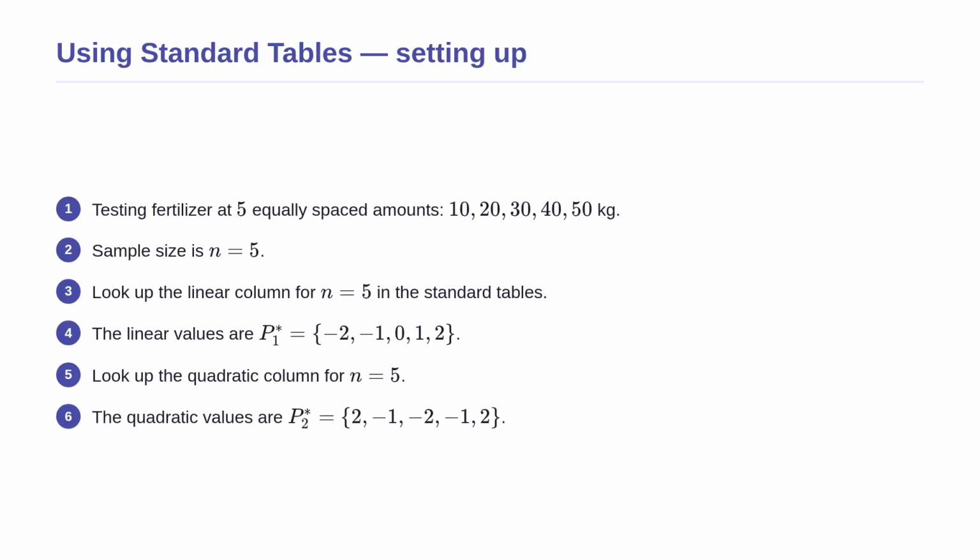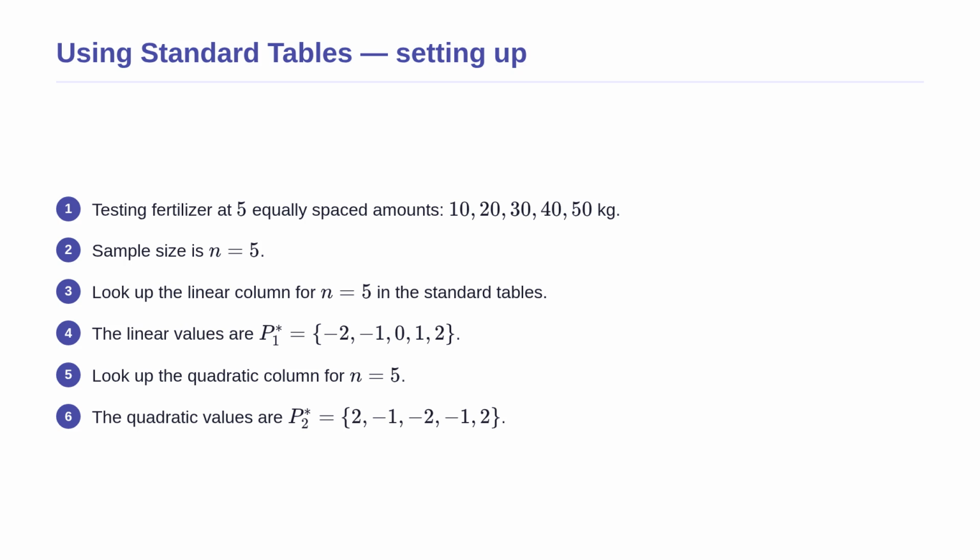Let us see how much faster this is with an example. Imagine an agricultural scientist is testing a new fertilizer at 5 equally spaced amounts, 10, 20, 30, 40, and 50 kilograms per hectare. They want to fit a quadratic curve. Instead of doing messy fraction math, they use the standard tables. We have exactly 5 data points, so our sample size n is 5.